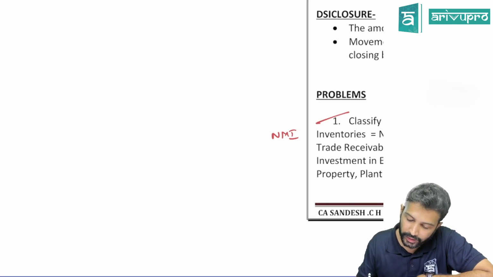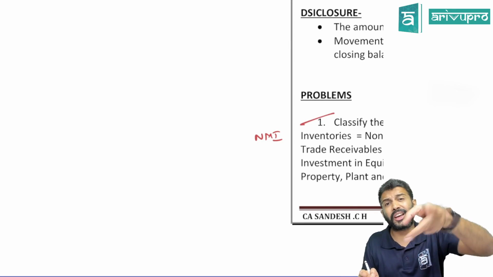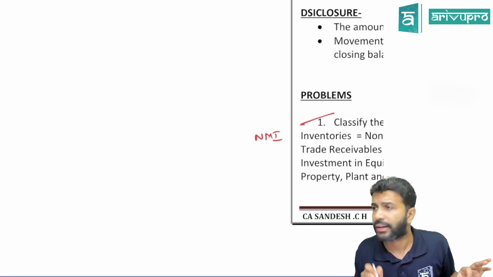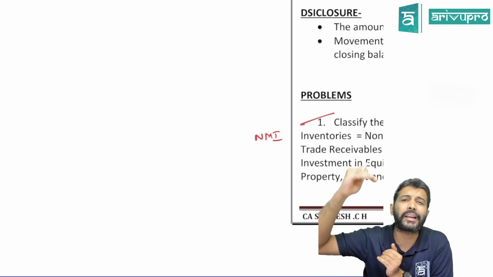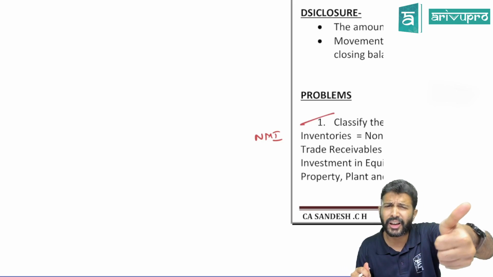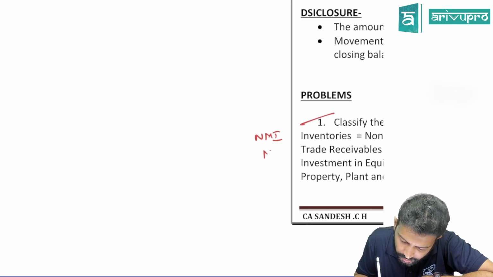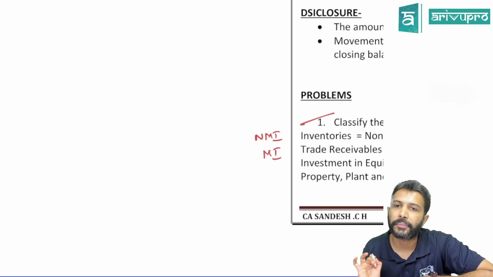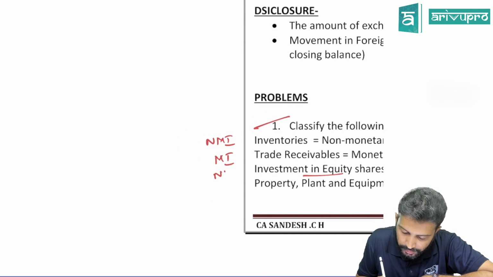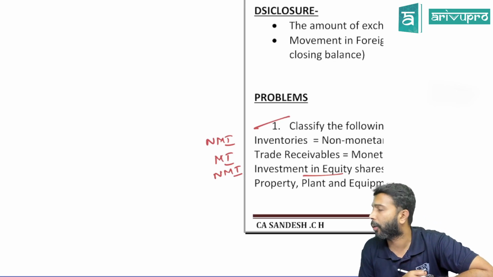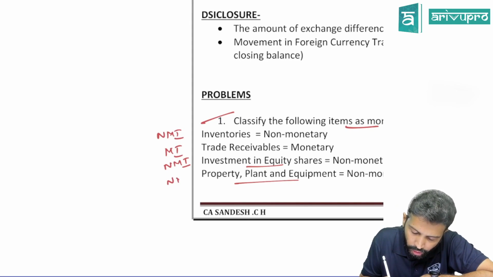Trade receivable. Trade receivable means debtors and bills receivable. That we call trade receivables. Not just debtors; debtors and bills receivable are shown under a main category known as trade receivable. Both the debtors' value as well as the bills receivable value is fixed. So that means it is an example of what? Monetary item. Correct, sir? Alright. Investment in equity shares. The value fluctuates, so it is a non-monetary item. Property, plant and equipment is again an example of a non-monetary item.